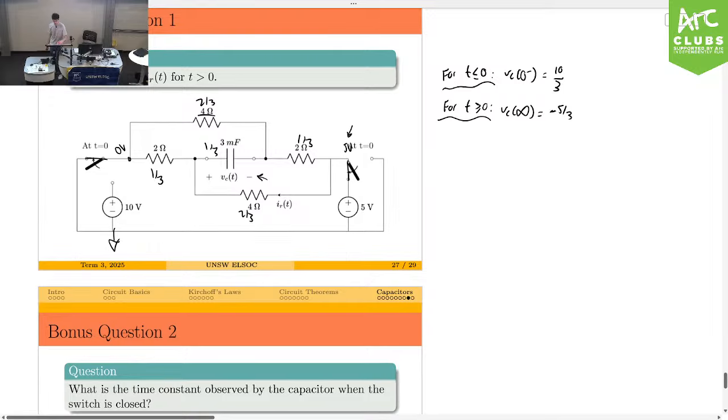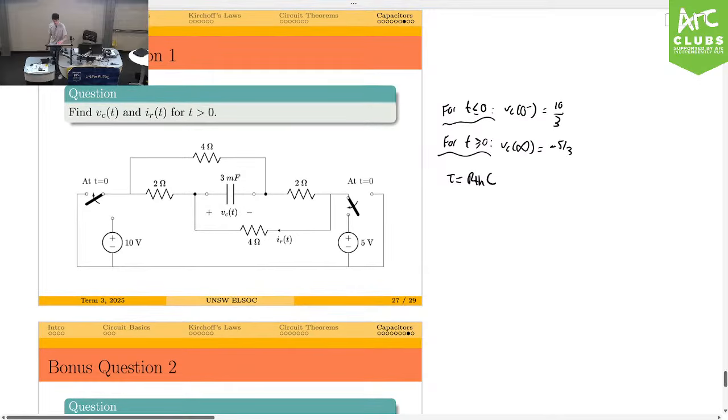All right, so the next part was I have to find tau, which is RTHC. Now we're given C, but we haven't been given RTH, so we have to find that. To find RTH, it might be a bit awkward to look at, but as long as you stick to your formal laws of how things are connected in parallel and series, it's not too bad.